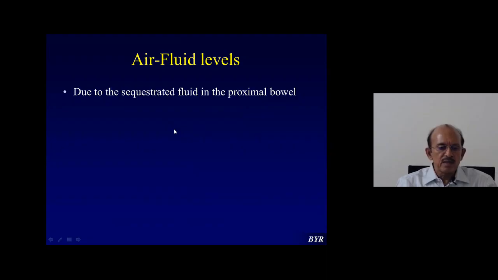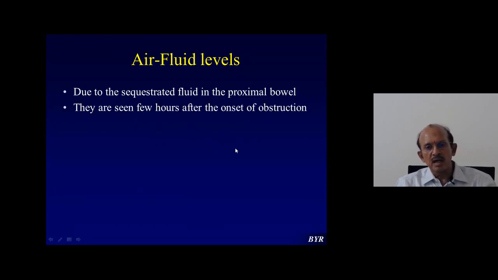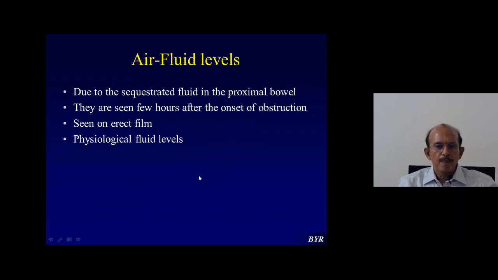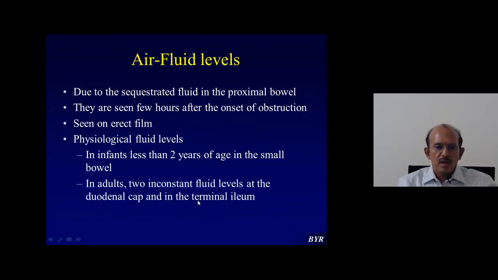The air fluid levels are because of the sequestrated fluid in the proximal bowel. They are seen a few hours after the onset of obstruction. They are seen only in the erect film. There may be some physiological fluid levels. In infants less than 2 years of age, in the small bowel, you may find 1 or 2 fluid levels. In adults, 2 inconstant fluid levels at the duodenal cap and the terminal ileum may be seen.